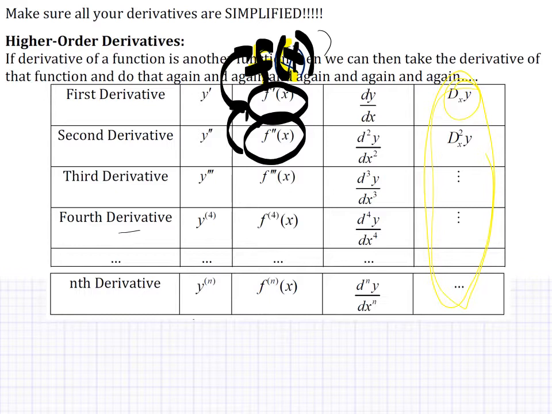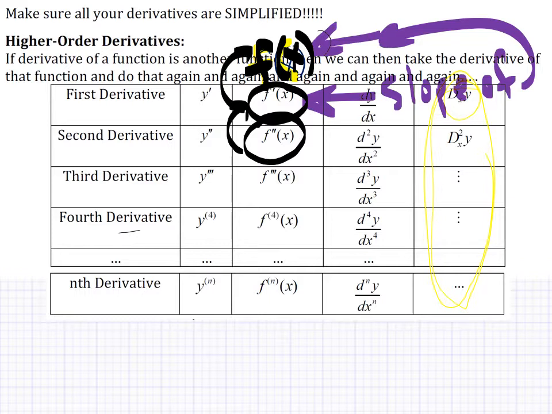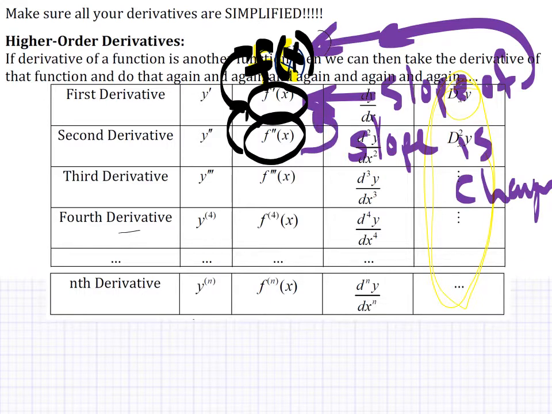Well, think about what this represents. I have a function. This derivative is the slope of this. But that slope can be different from one location to the next. So I might ask myself, if the slope is changing, how is the slope changing? So this function, which is the second derivative, tells me how the slope is changing. So that's the second derivative.